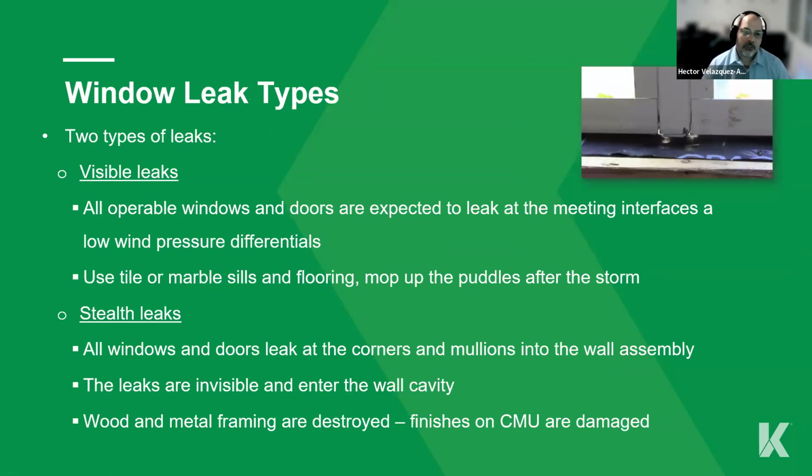Window leak types, we've got two types of leaks. We've got the visible leaks and the stealth leaks. The visible leaks are the operable windows and doors, which are expected to leak at the meeting interface under a low wind pressure differential. What is low pressure differential? You get the suction on the inside and the pressure from the outside. Those are the situations that will cause those areas to leak.